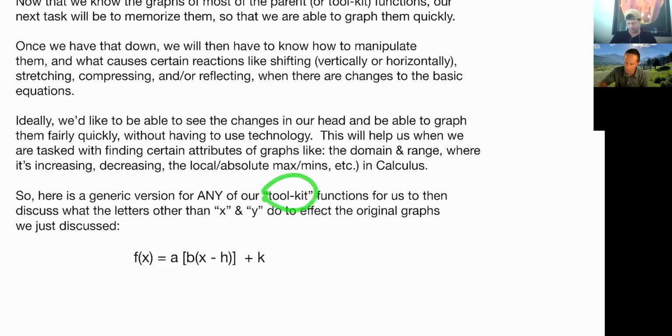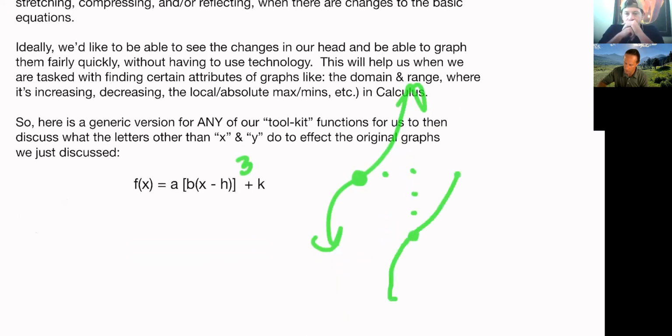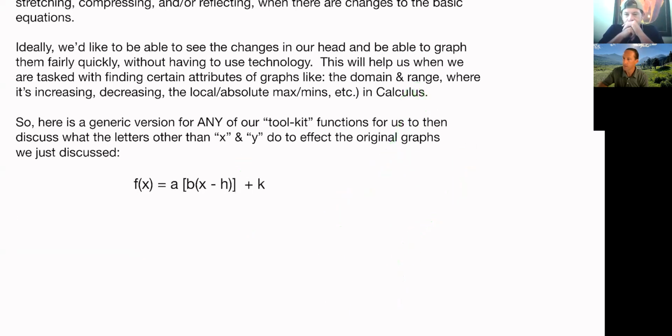Well, again, if you know those parent or toolkit functions, when it was, say, cubed, and you know it's this shape, we're just going to pick that point, that vertex, I'm going to call it, and we're going to do different things to it. We're going to take it and shift it right 2 and down 3. Set it back down, and then we will redraw it. Okay, things of that nature. So I'm going to give you a quick little overview of what each of these things does, and then we will start talking about it.